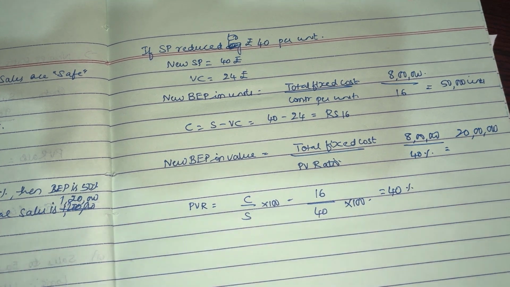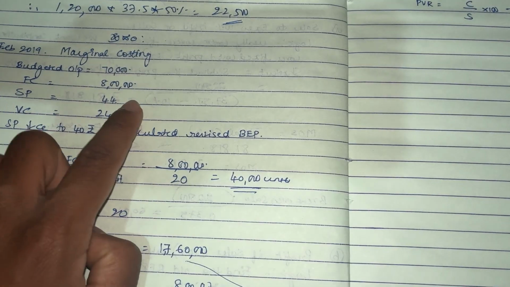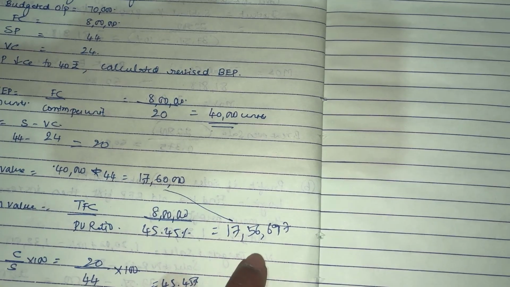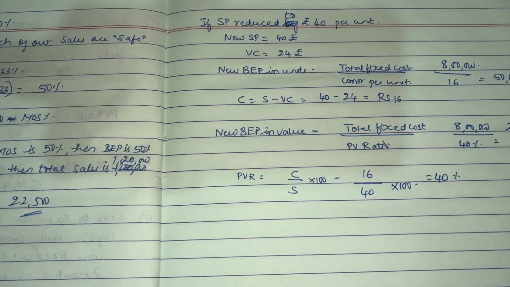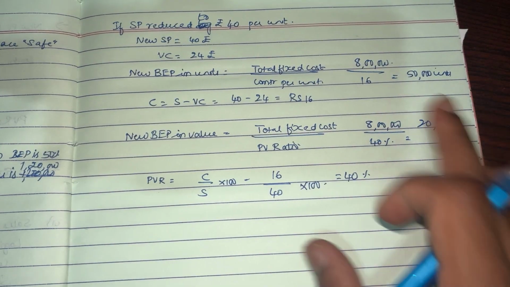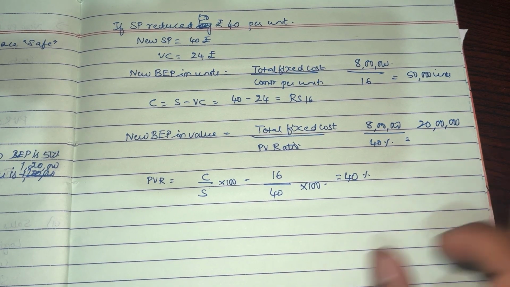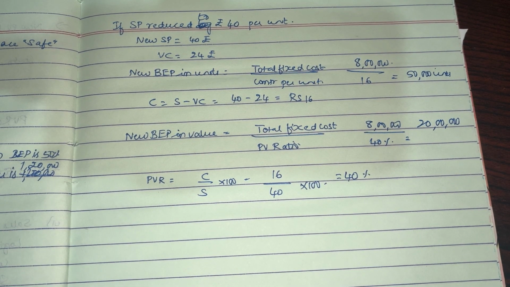So very simple. Class, very simple problem. You can see here, if the selling price is 44 rupees, then BEP will be 40,000 units and sales will be 17,56,697 rupees. If the selling price is reduced to 40 rupees, BEP will be 50,000 units and sales will be 20 lakh. That is very simple. So by this we have also done with the February 2019 question paper problem.